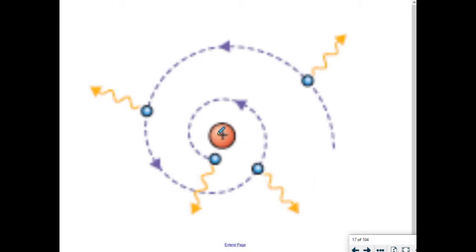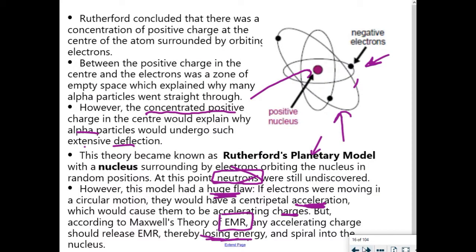Rutherford has this great idea of a nucleus, but he knows that the electrons can't actually be going in circles in the same way that planets do. He couldn't figure out what exactly the electrons were doing. He knew the electrons must be outside of the nucleus. The nucleus must be this dense, concentrated matter, but he had no idea what those electrons were doing.